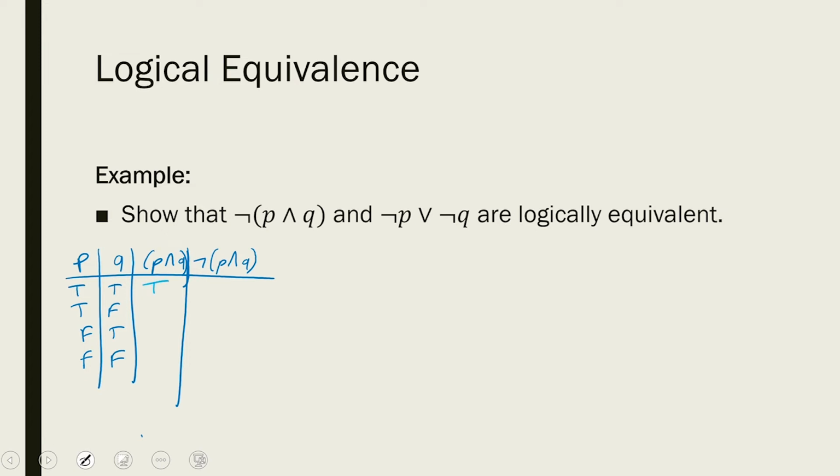P and Q is true only for P true and Q true. Everything else is false. Then when we take the negation, we just take the opposite truth values that we had on the third column, which give us false, true, true, and true.